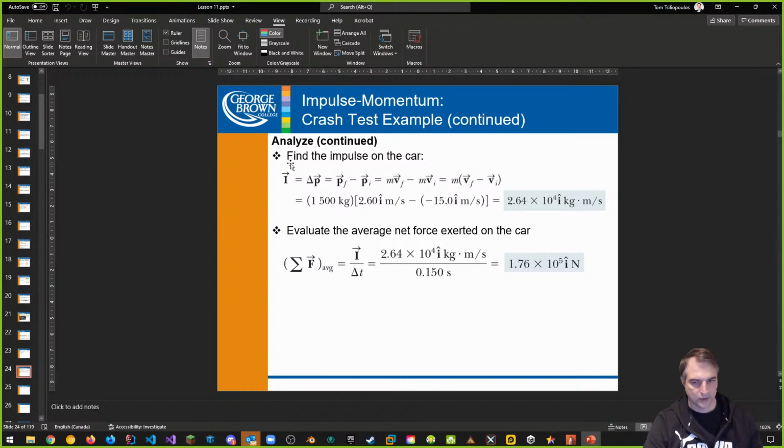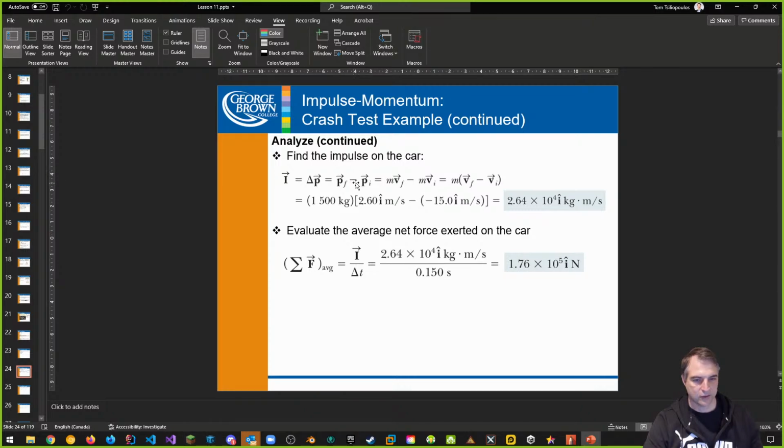Let's take a look. So again, the impulse vector is equal to the change in momentum. We can say that the change in momentum, delta P, is equal to P final minus P initial.